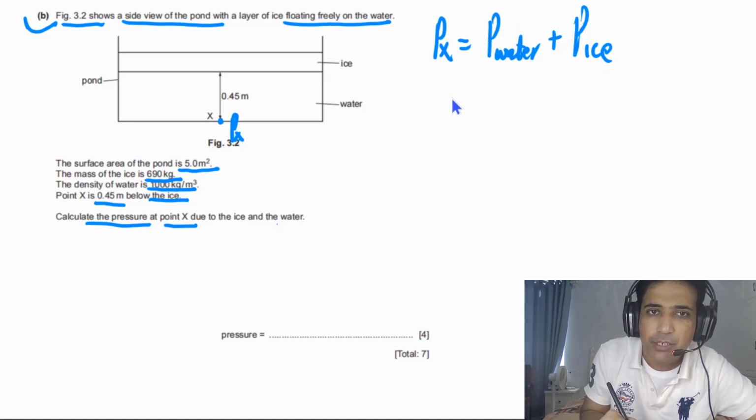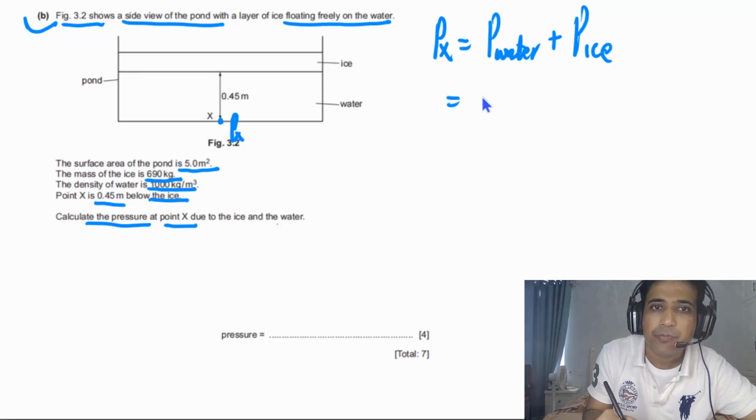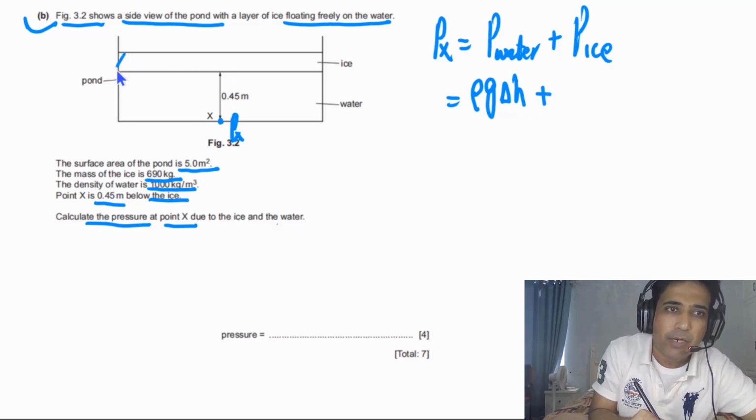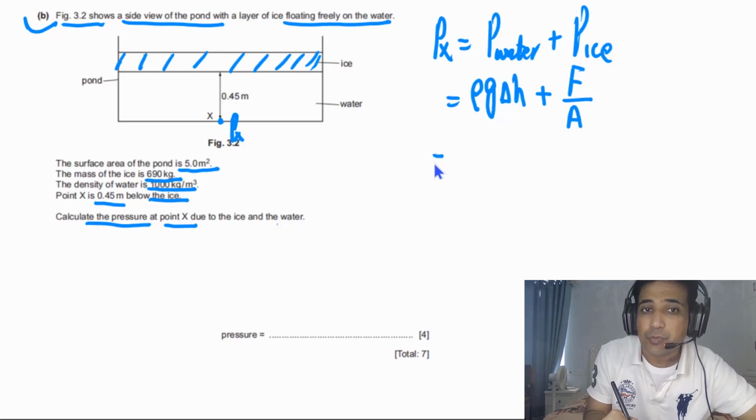Now we need to understand how we can calculate P due to water. So we have height of the water, so this is column of water. So P due to water will be rho g delta H. And how about P due to ice? So we have ice spread over this area. So if you need to find the pressure due to ice, this one has to be equal to F divided by A. Now simply we need to plug in values.